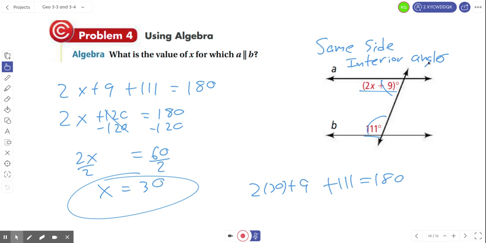That same side interior angles thing, that's probably something that you want to have in your notes, because when the time comes that it's important, you don't want to have to just memorize it. Okay.